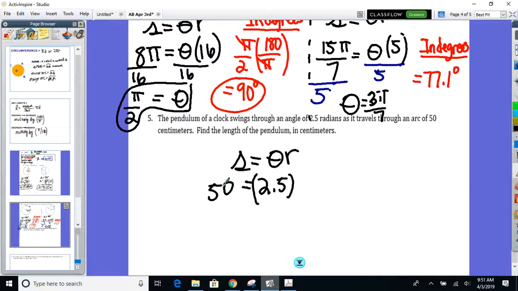The length of the pendulum is another name for the radius length. The length of the pendulum, yes. Is everyone all right? Why I'm using the formula and why the numbers are what they are when I plugged them in. All right, what is the length of the pendulum?